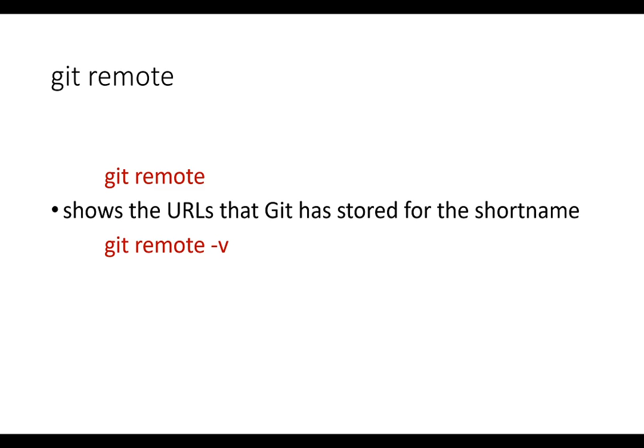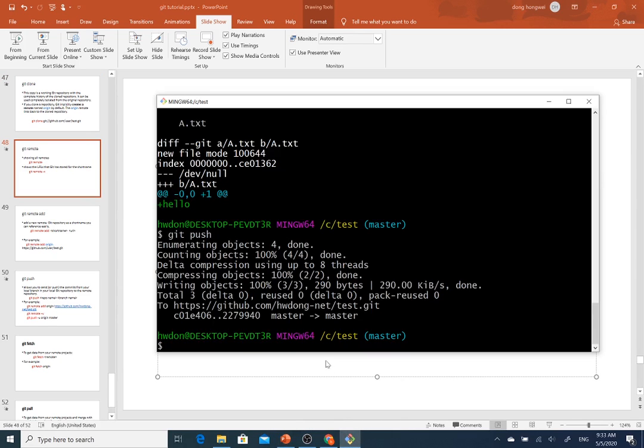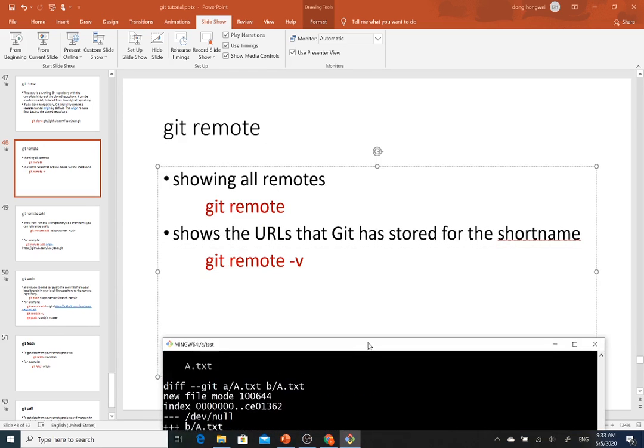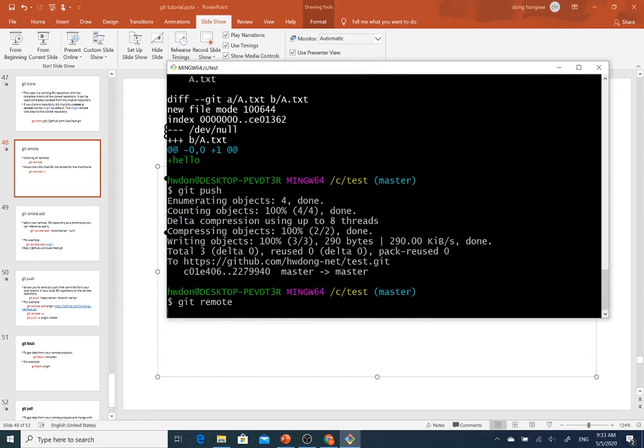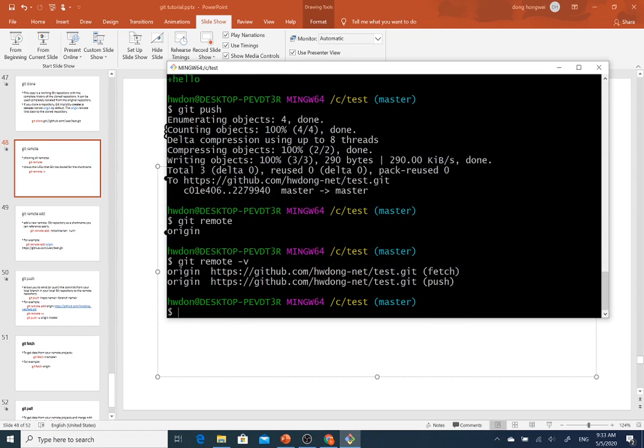We can use git remote to show the URLs stored for the short name. Git remote shows all the remotes, just one. Origin is a remote repository in our local repository. Show its URL. Its URL is this.